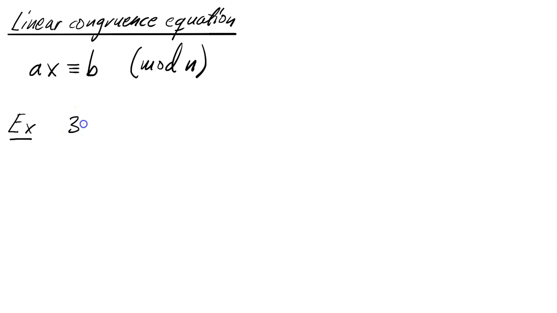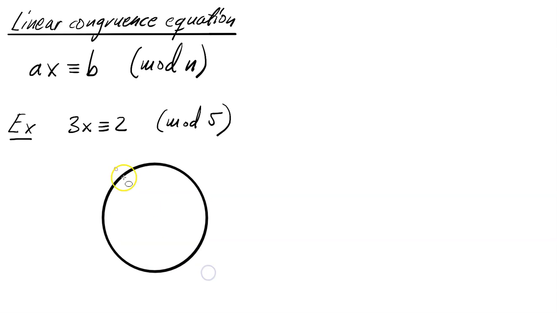For example, 3x congruent with 2 in modulo 5. So what are the solutions to this linear congruence equation? Well, you can just test numbers here, but we can also use this clock to visualize. So then we have 0, 1, 2, 3, and 4. So this is modulo 5. And then we're looking for numbers where 3 times x equals 2.